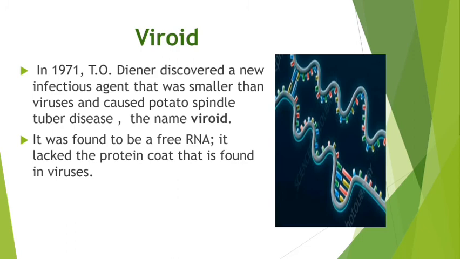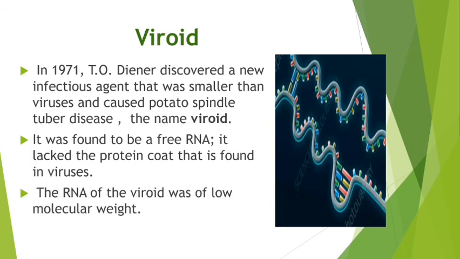So my dear students, this is the difference between a viroid and a virus. In a virus there is a protein coat, but in a viroid there is no protein coat, only free RNA. Clear? Then the RNA of the viroid was of low molecular weight. In the viroid the RNA was of low molecular weight. Here you can see an illustrative diagram. This is the RNA of a viroid.